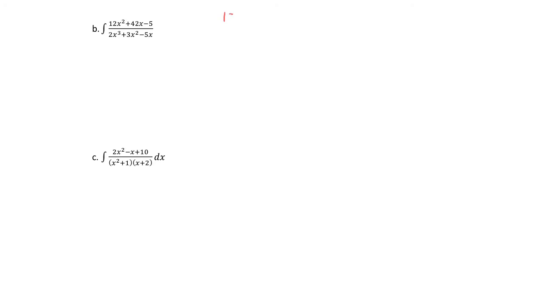I'm going to have 12x squared plus 42x minus 5 divided by x. Okay, now I'm going to do a little bit of cheating here. We want to factor an x out of that denominator because it's in common with every term, which would leave me with 2x squared plus 3x minus 5. And I have to think about how to factor that.